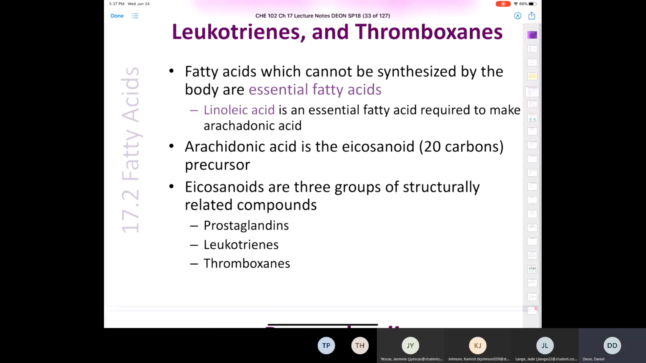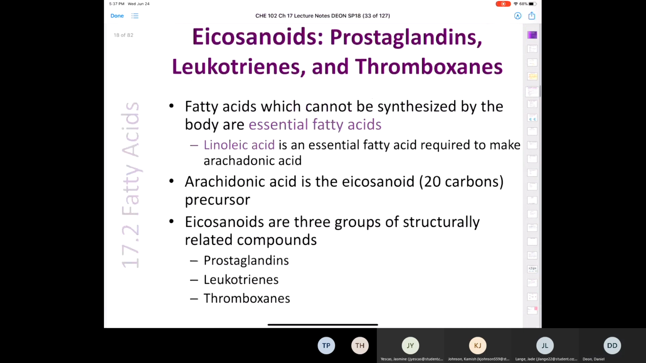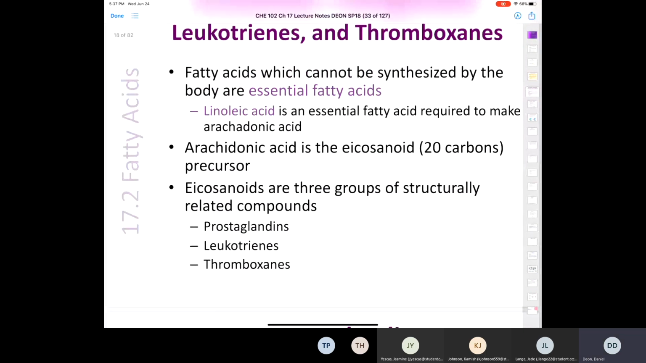So all I'll say here is that the eicosanoids, like arachidonic acid, contain 20 carbons. So like I said, eicos stands for 20. And it says here that eicosanoids are 3 groups of structurally related compounds. The prostaglandins, or what we sometimes call the PGs, the leukotrienes, and the thromboxanes. I've never asked a question about either of these in the entire 11 semesters that I've taught Chemistry 102, so I wouldn't stress about the leukotrienes or the thromboxanes a whole lot.